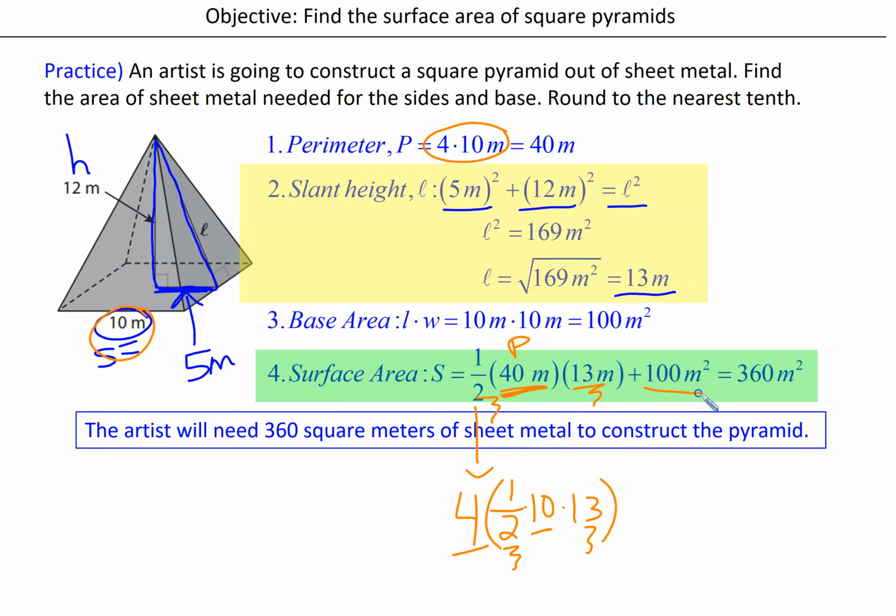And then plus the area of the square base, which would be 10 squared or 100 square meters, which gives us then a total of exactly 360 square meters. And then we have our conclusion in our context. The artist will need 360 square meters of sheet metal to construct the pyramid. All right, let's move on.